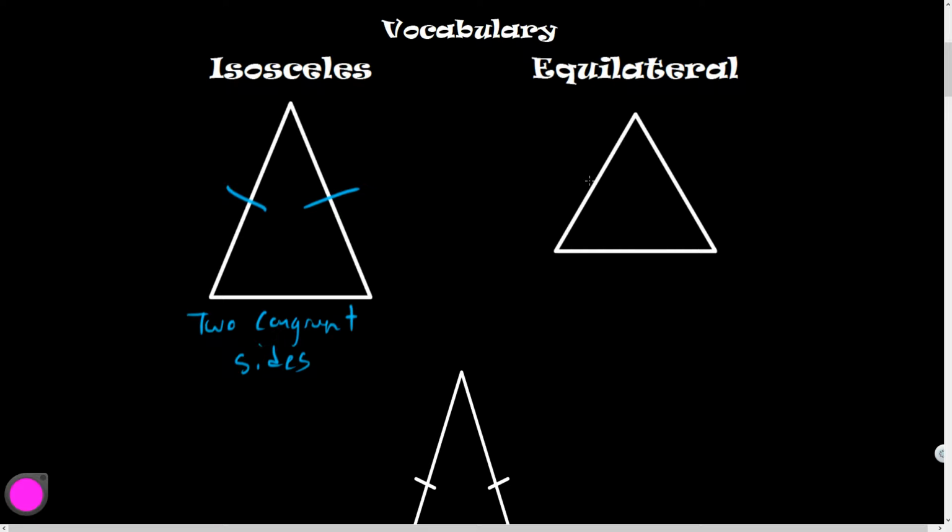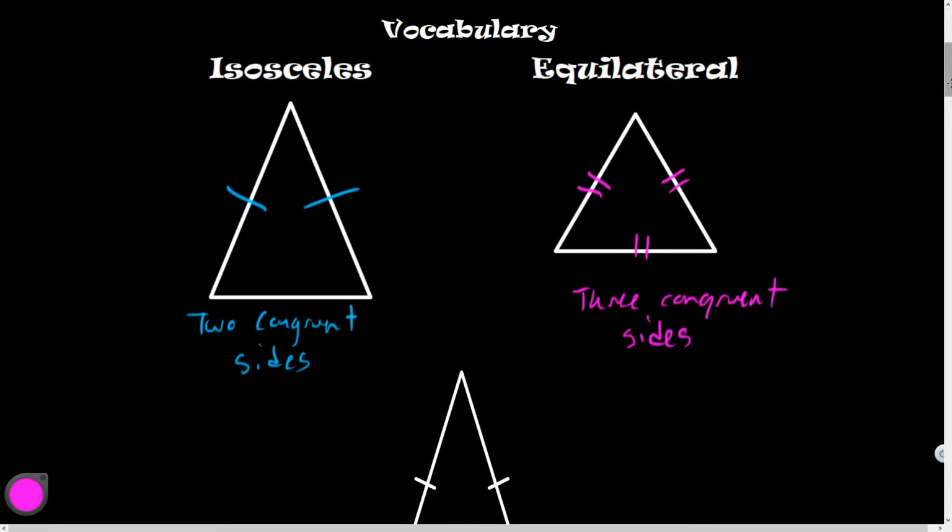Equilateral triangles have three congruent sides. I could say all sides are congruent, but that's never going to be more than three. Three congruent sides. You guys know those tricks.